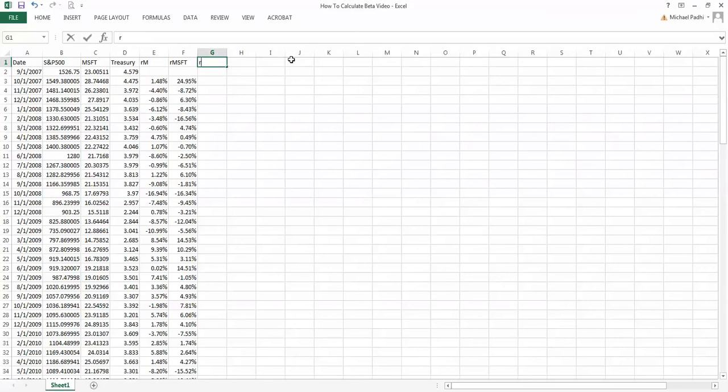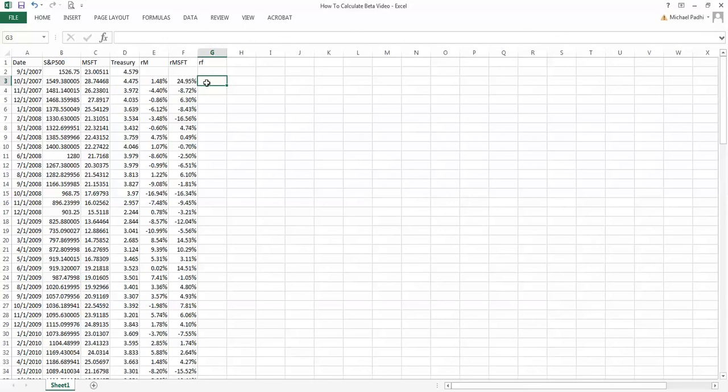Now the return on the Treasury over a month is going to be calculated in a very different way. So it's important you pay attention that the values given from Yahoo Finance on the Treasury are not the bond prices. These are the annual percentage rate on the Treasury bond. So the September 10-year bond rate was 4.579%. We want these returns on a monthly basis.